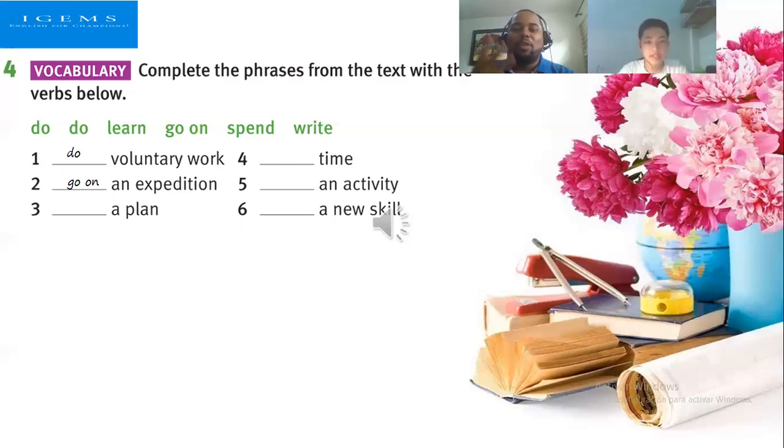Fantastic. Number 3, a plan. Write a plan. That's right. Number 4, time. It's spend time. That is correct. Number 5, an activity. Do an activity. That's correct. Number 6, and the final is learn a new skill. That is totally correct.